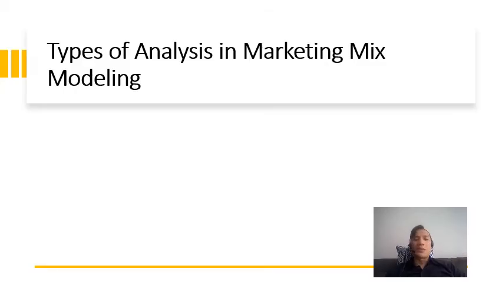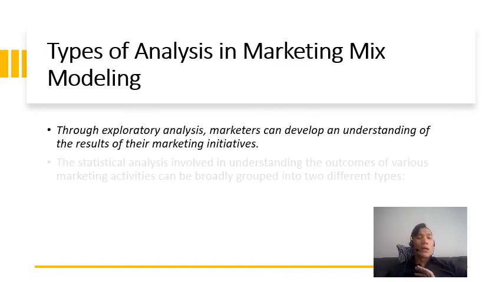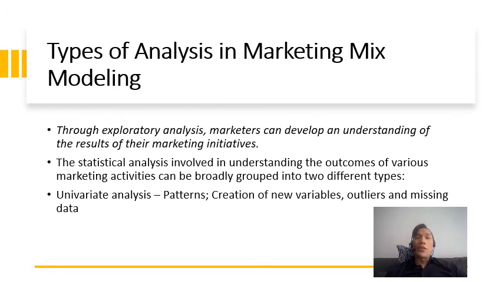So what are some of the types of analysis that you can do in marketing mix now that you understand the variables? Of course, the easiest one would be exploratory analysis, where you can just use one variable and look at the trend in that variable, or you can look at the relationship between two variables, or you can look at a combination of many variables affecting one variable, which is a regression. So for example, univariate analysis by looking at patterns, creation of new variables, outliers and missing data, and bivariate analysis by looking at relationships.